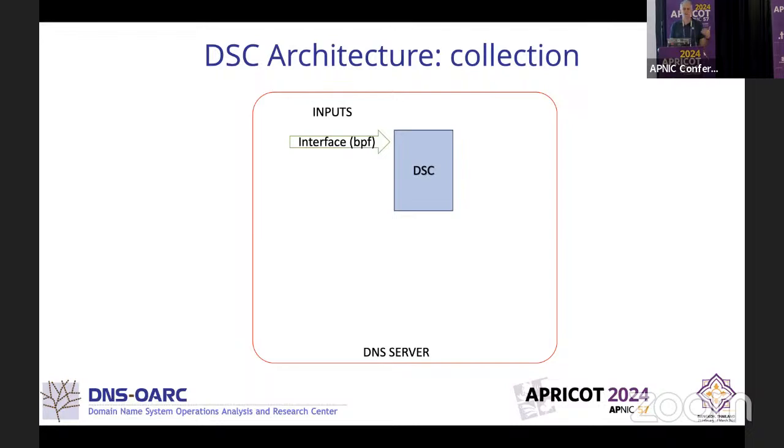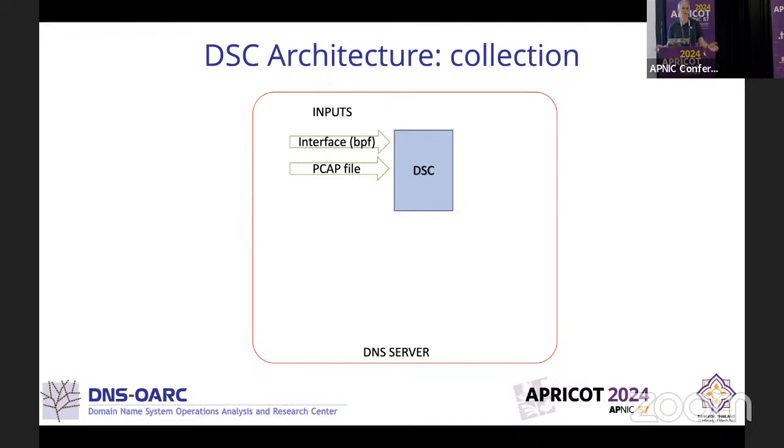And then it'll collect the data that is DNS specific. It has a BPF filter, and you can tune that, but it's already configured by default for most DNS traffic, TCP UDP 53. And you can adjust that if you want in the configuration. Or you could feed DSC some PCAP files.